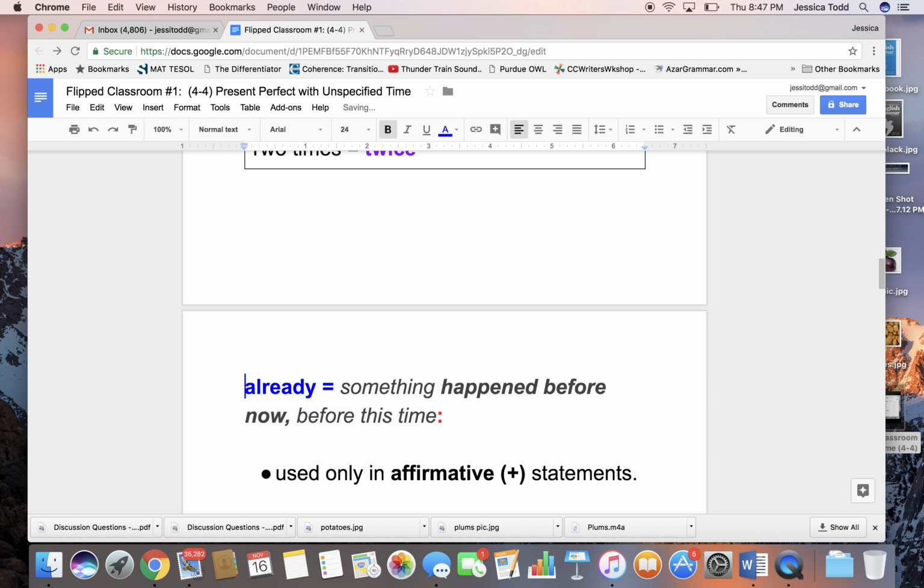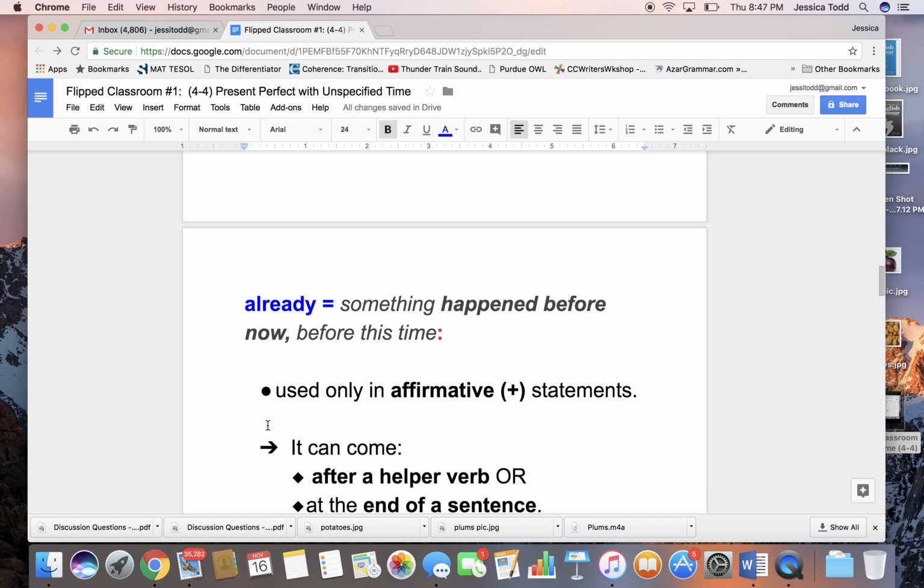Let's go down to one of our keywords, which is "already," okay? Already is a very, very useful word. The meaning of already is that something happened before now. Again, we don't know exactly when it happened, but we know it happened before this time, right? Very important to remember is that already is only used in affirmative statements. That means it's only used in positive sentences. We cannot use it in a negative sentence.